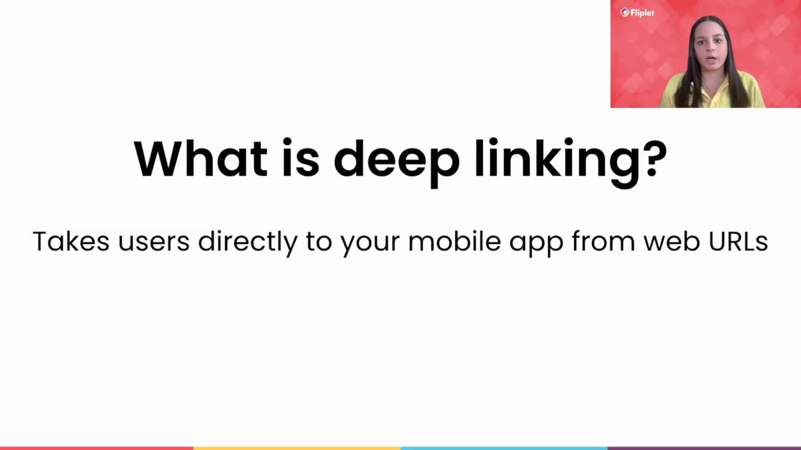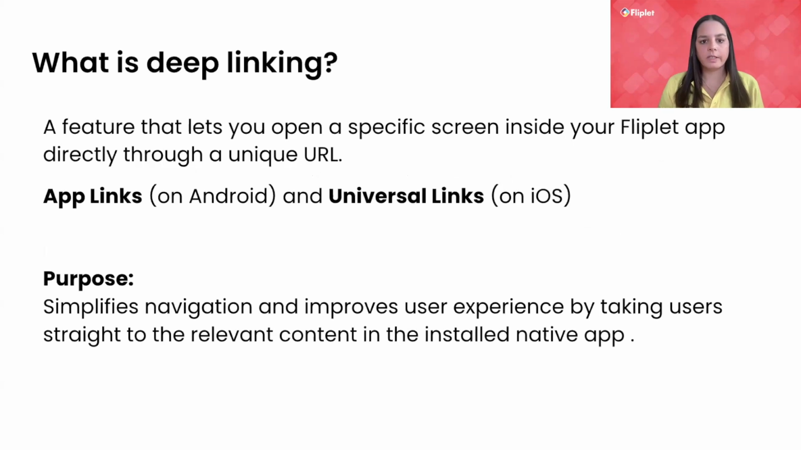The simplest explanation of this is the functionality that takes a user directly to your mobile app on your device from a web URL. So the deep linking feature lets you open a specific screen inside your Fliplet app directly through that unique URL. So when you're accessing a URL on your device, instead of it opening through a web app browser or your web app, as it might do now, users are taken directly to the content in that downloaded native app.